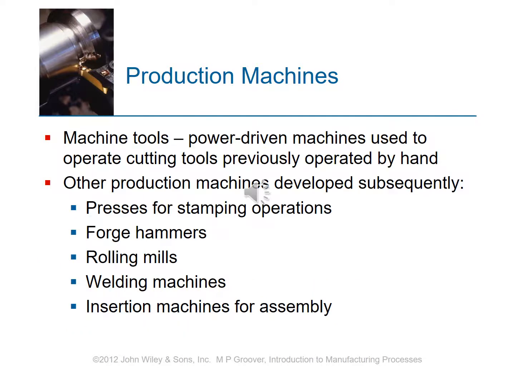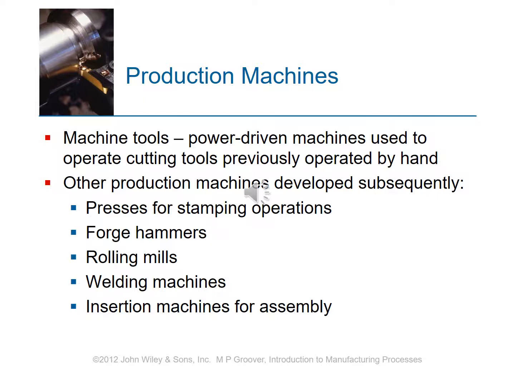Different production machines, you've got the machine tools. These operate cutting tools. That's operated by hand. Hand tools are what a machine tool means here in production. If it's standalone or you don't touch the part, then you're doing machining.